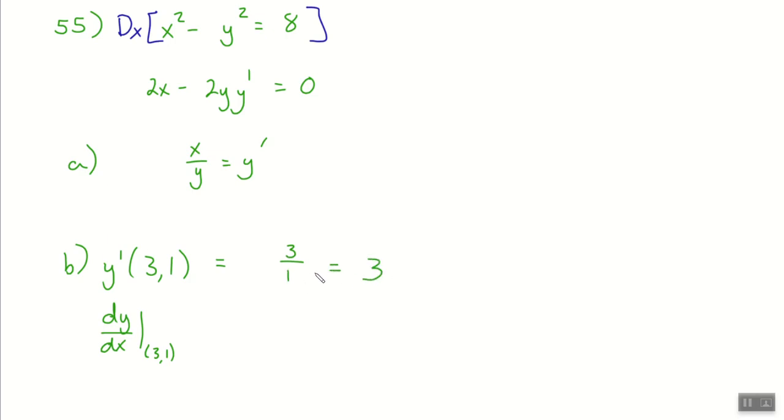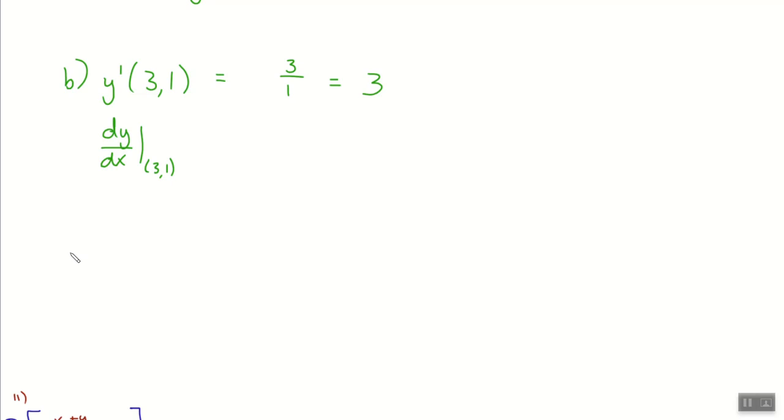What did I just find? The slope at the point (3, 1) of the tangent line is what? 3. On C, we were asked, I believe, to find the tangent line. Okay. If I have a point and a slope, piece of cake. y minus 1 equals 3 times (x minus 3).